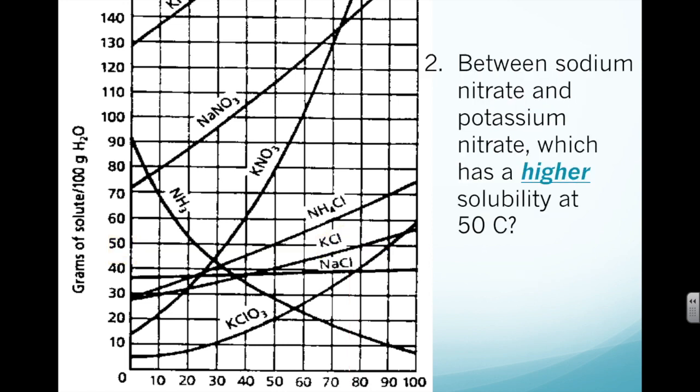Now, between sodium nitrate and potassium nitrate, which has a higher solubility at 50 degrees Celsius? So, isolate your two, sodium nitrate and potassium nitrate, and which has a higher solubility at 50 degrees Celsius? Well, you can see your line right here. Which one has a higher one? That's going to be sodium nitrate.